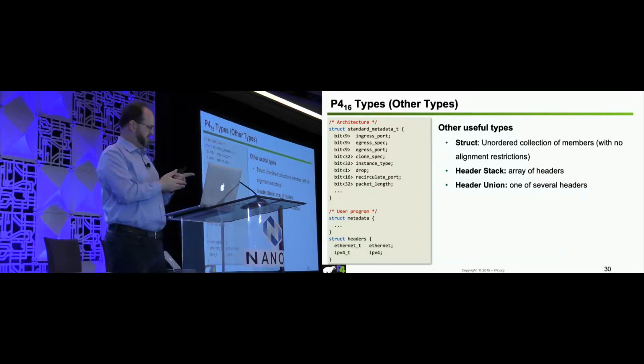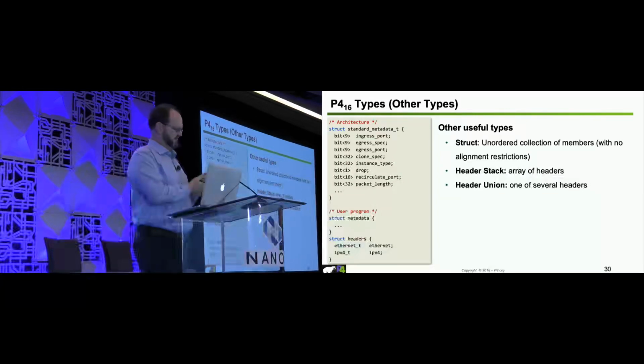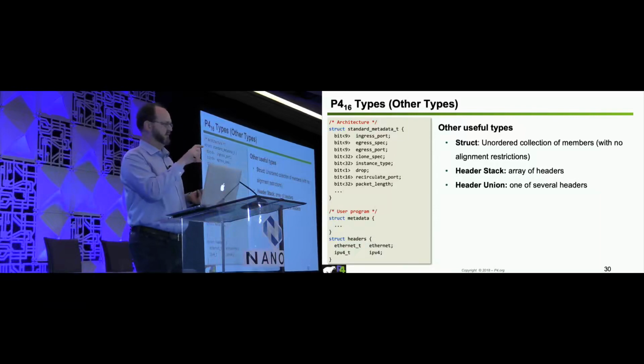Let's see. So other useful types, again, struct you'll see in most programs typically just as a grouping. If you want to have one or more user-defined metadata fields, you'll group them together in a single struct. There's no valid bit for structs. They're pretty much like C structs, except don't count on them being in a particular format in memory or anything like that. There's no pointers, so you can't muck with pointer arithmetic anyway. So structs are just a grouping mechanism, really.